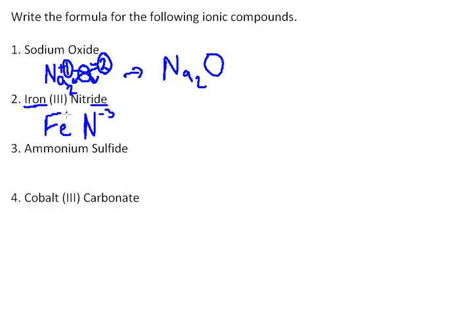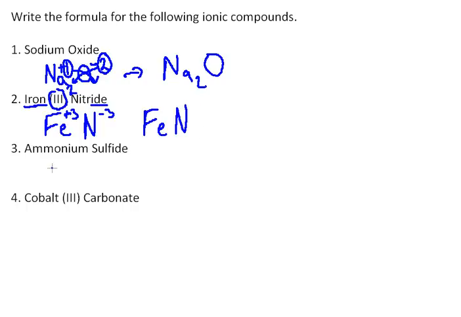Iron can't tell its charge based on its periodic table location, so you have to look to the Roman numerals. So that's Roman numeral 3. That must mean that iron has a +3 charge. Well, if we did the crisscross, it'd be Fe3N3. But if you look, our +3 is going to cancel out our -3. So all we just need to do is write out the formula FeN. That is iron 3 nitride.